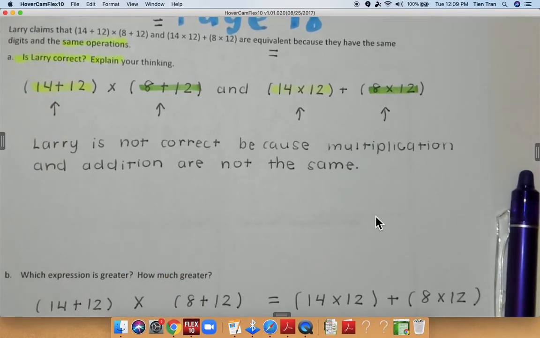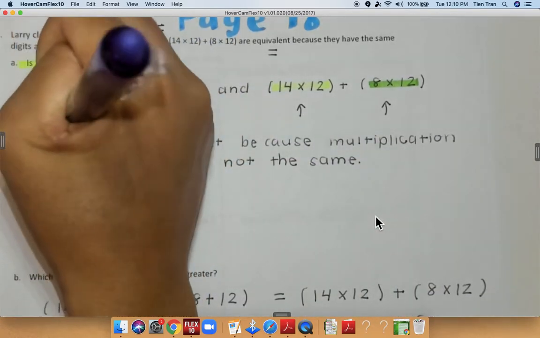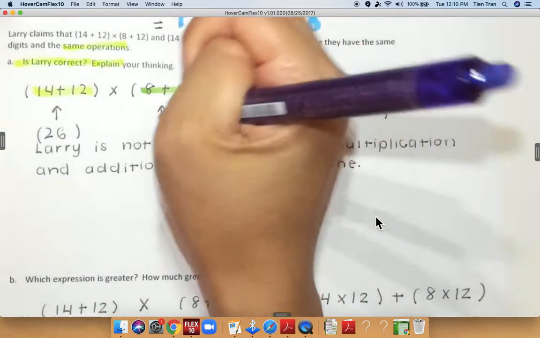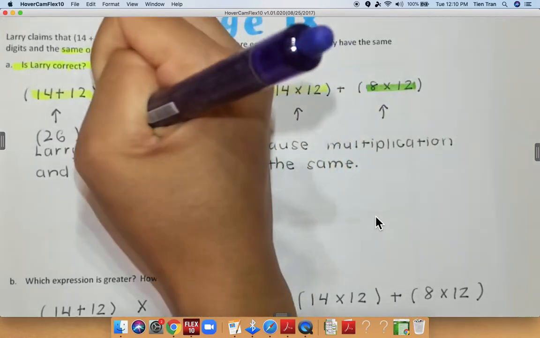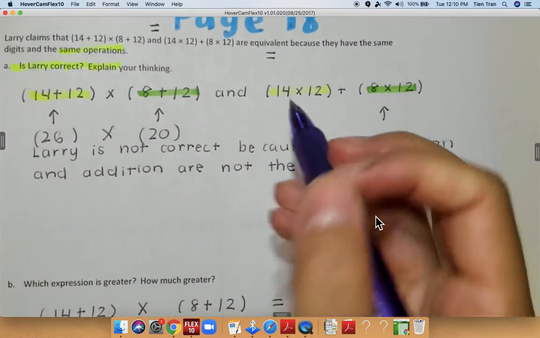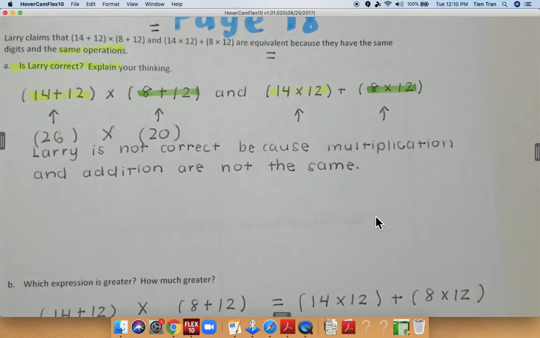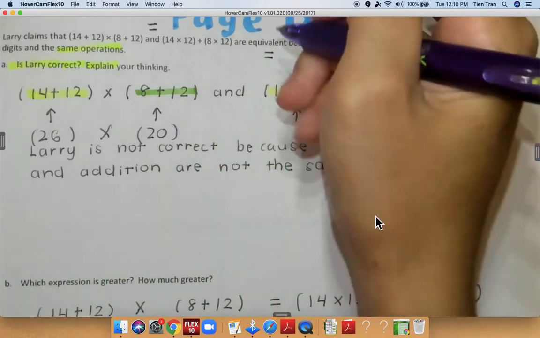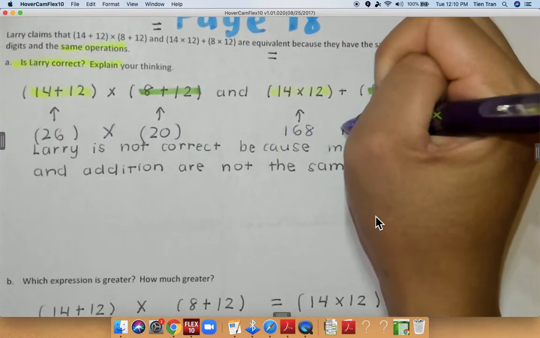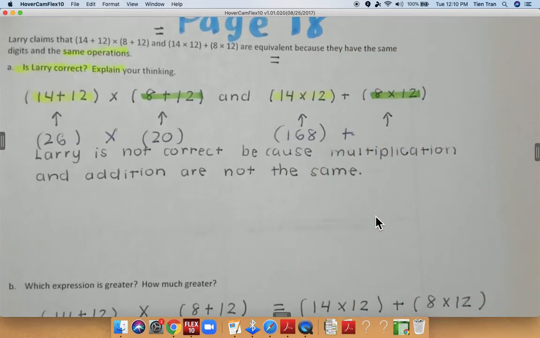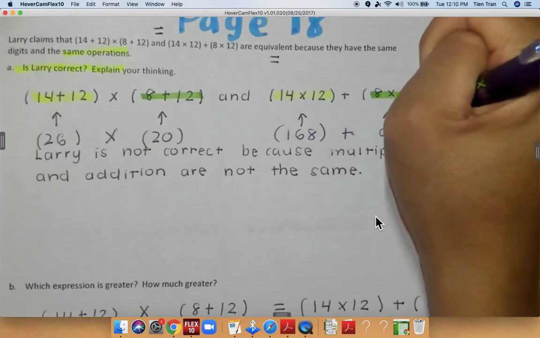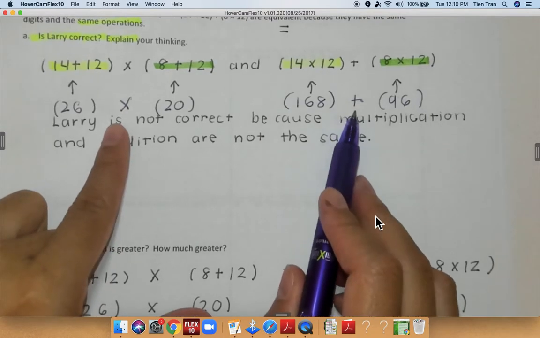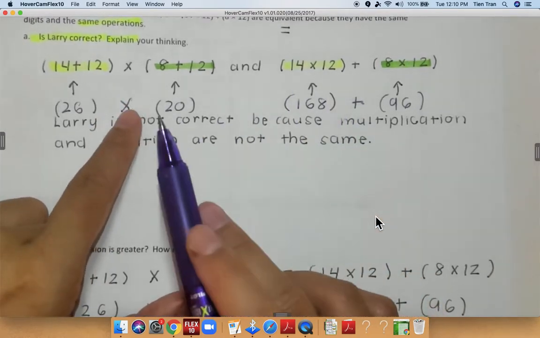When I add 14 plus 12, I am going to get 26. Okay? And when I add 12 plus 8, I am going to get 20. So I'm multiplying 26 times 20. On this side, when I'm multiplying 14 times 12, I'm going to get 8,000. Sorry, not 8,000. I'm going to get 168. And if I were to multiply 8 times 12, I would get 96. So before even solving, looking at these two numbers, I know that adding is not going to get me as big a number as multiplying.